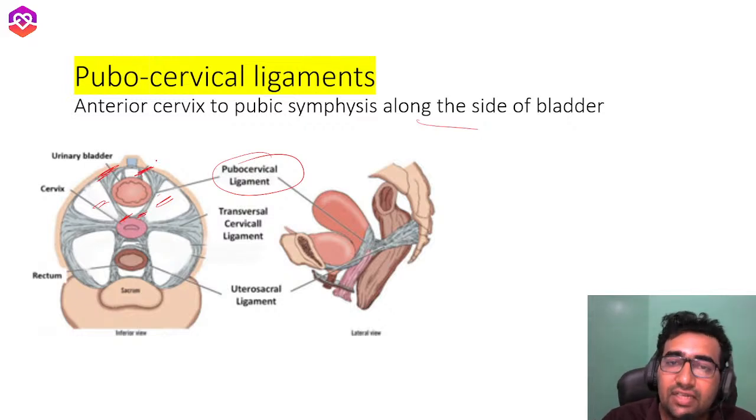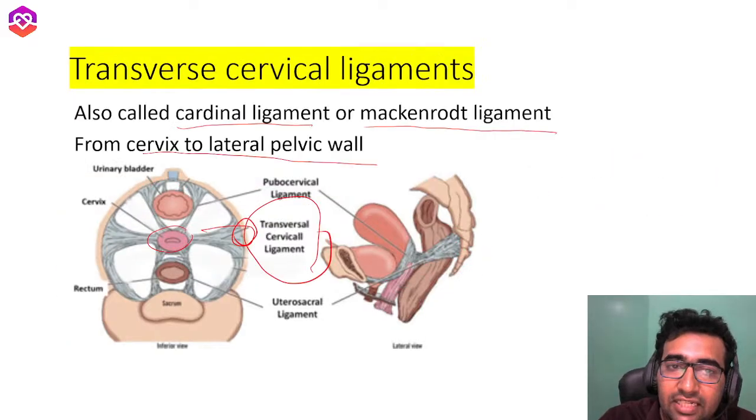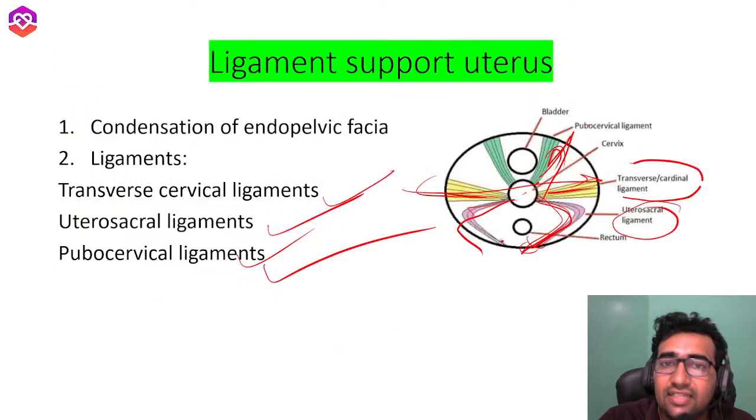That's what pubocervical is. Let me repeat the ligaments. First is the condensation of endopelvic fascia, then transverse cervical ligament, uterosacral ligament, pubocervical ligament. So in that order you have to say transverse cervical, uterosacral, and pubocervical ligaments.